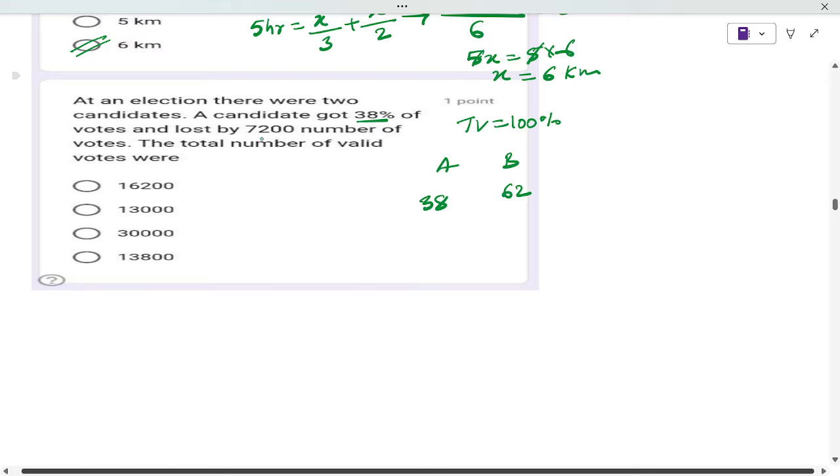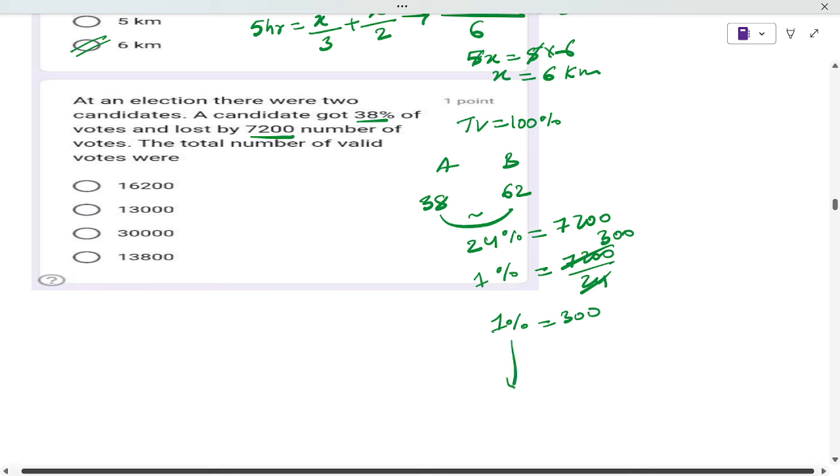And lost by 7,200 votes. That means A lost by 7,200 votes, and B won by 7,200. So here the difference of these two votes is what? 24%. Then 24% is equivalent to 7,200. So 1% equals 7,200 by 24. 24 times 3 will give us 72, that means 300. 1% is 300.